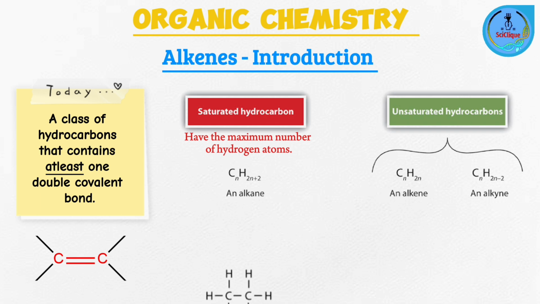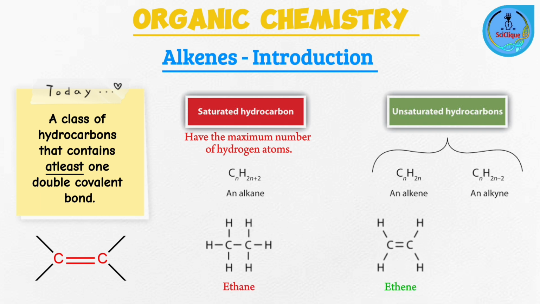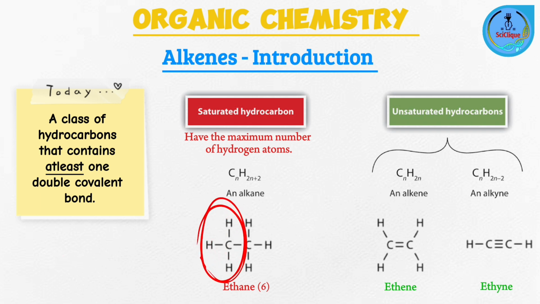Let me break this down by using an example. I want to use the example of ethane and ethene. If you look at ethane, ethane has the molecular formula of C2H6. So you have 6 hydrogen atoms. Each carbon atom has the maximum number of hydrogen atoms, 3, and therefore it's said to be saturated.